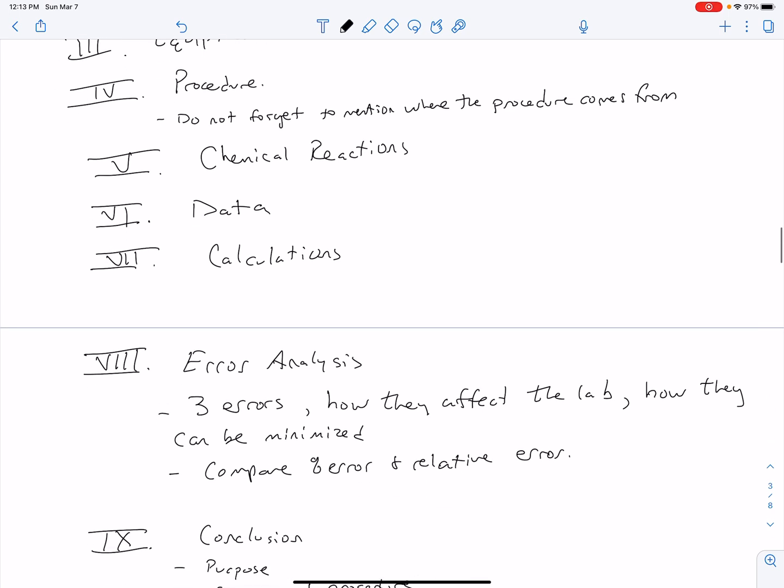Error analysis. What are 3 errors that you could have made, and how could those errors affect the lab? How could they be minimized? So you have to think about these. Do you have high results? Do you have low results? And how could you get those results? And a lot of this will come back to the fact of your titration. One of the keys to this that I should have addressed in our pre-lab is that a lot of this goes back to the titration.